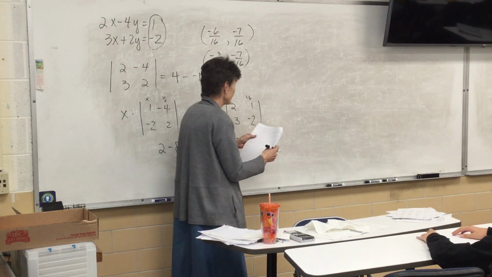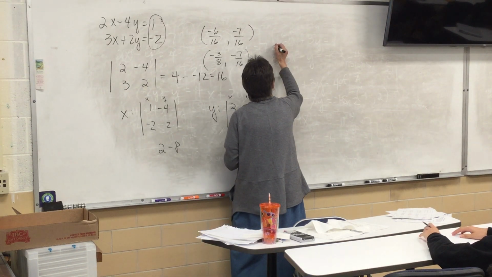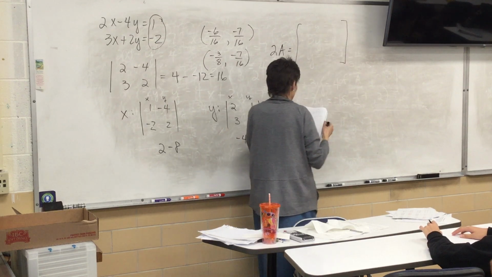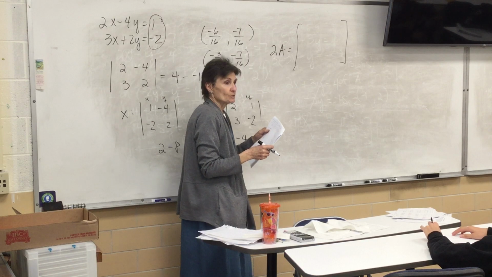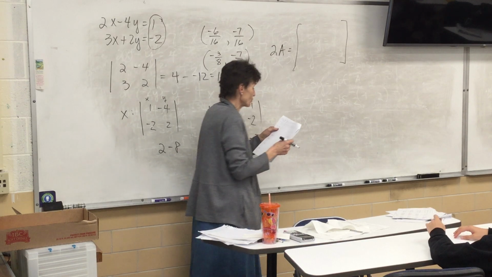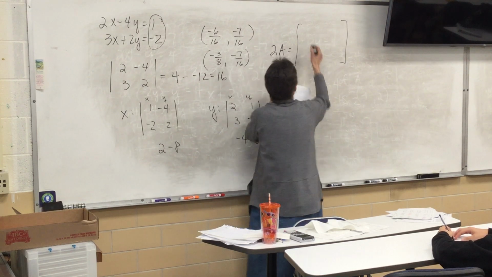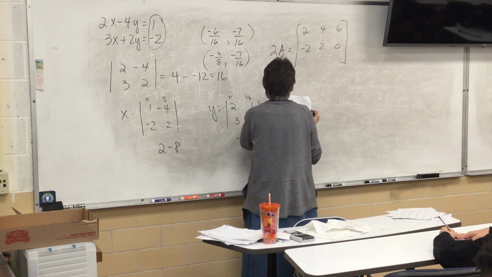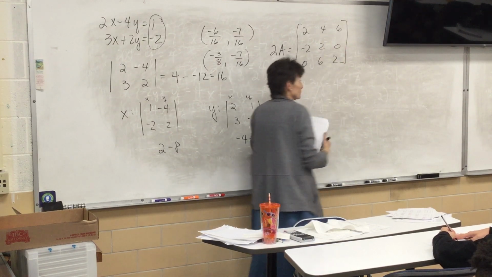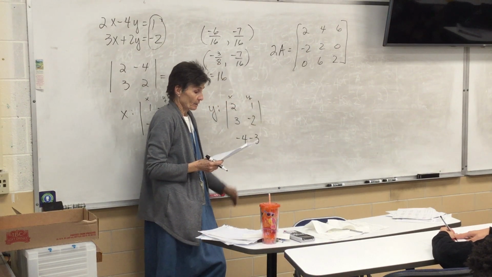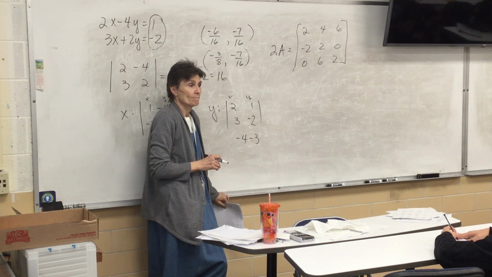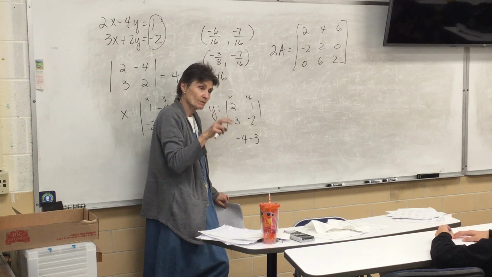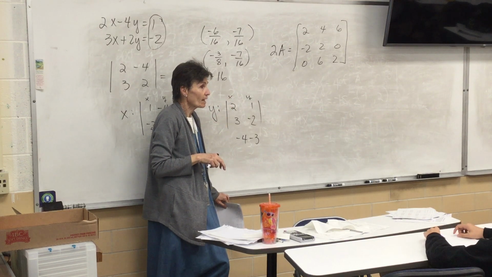Okay, so let's see if we remember how to do this. What would 2A look like? What does that mean I do? Anybody remember? Do 2 times the brackets of that. 2 times every number in A, so it's like a distributive problem. So the top row will be 2, 4, 6, negative 2, 2, 0, and 0, 6, 2. Is that okay with everybody? We just simply take whatever the number is. It may not be a 2, but whatever it is, take it times every number in the matrix.